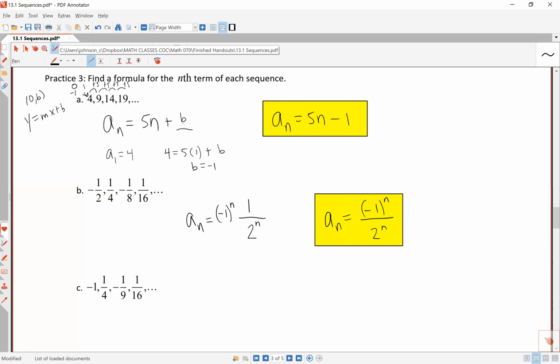And practice 3C. One thing that is consistent throughout that problem is that the numerator is always 1, but now the denominators: negative 1 over 1 squared, 1 over 2 squared, 1 over 3 squared, 1 over 4 squared, we're taking 1 over the term squared. And now we're alternating the signs, having the odd terms negative, so we have to have a negative 1 to the nth, giving us negative 1 to the nth divided by n squared.